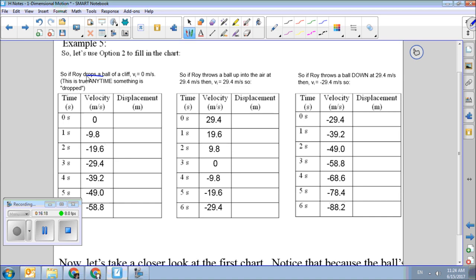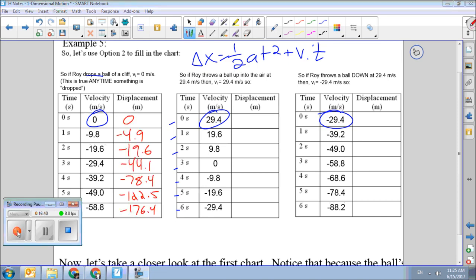And so in each problem, we know our initial velocity, right? Here the Vi is 0, here the Vi is 29.4, here the Vi is negative 29.4. We know our time is 0, 1, 2, 3, 4, 5, or 6. So we're going to find our displacement, right? All right. So let me run through and fill in the numbers real quick.